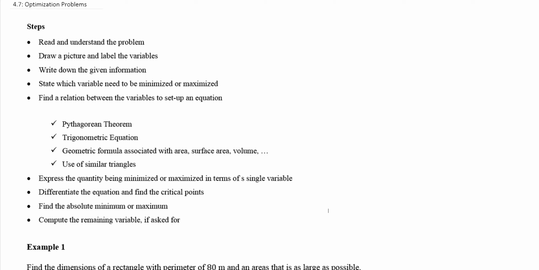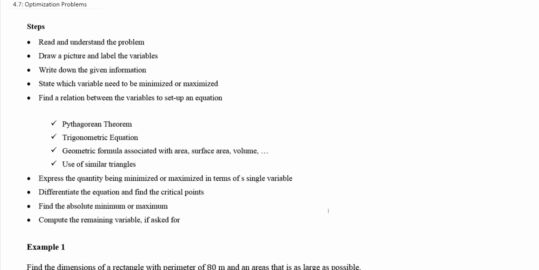So this usually, sometimes we use the Pythagorean theorem or a trigonometric equation, maybe like sine theta is opposite over the hypotenuse. Geometric formulas like area, surface area, volume of a figure, they will specify for us which one is which. And then in some very rare cases, we use similar triangles to get a relation between two variables.